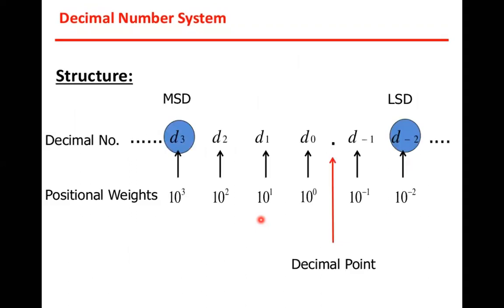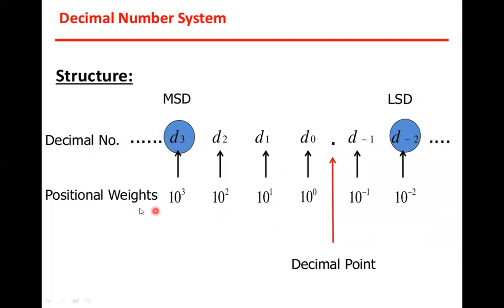If you see the structure, this is a decimal point, in decimal numbers. And for these numbers, what are the positional weights? Right from the decimal point, the digits to the left will be D0, D1, D2, D3, and the digits to the right will be D-1, D-2, D-3 and so on. So this is the least significant digit and this is the most significant digit.